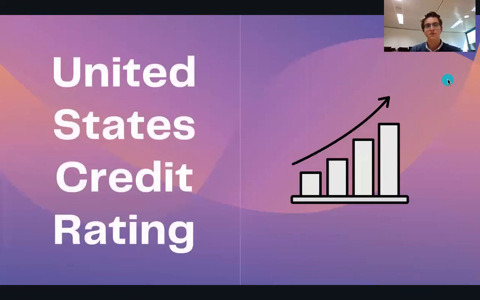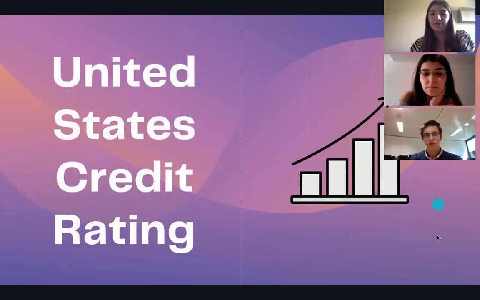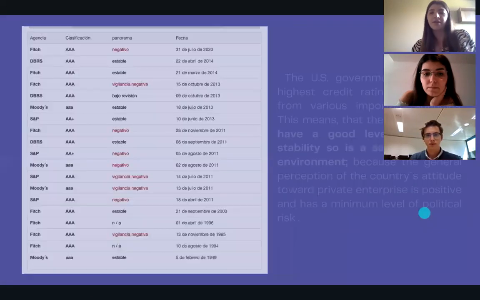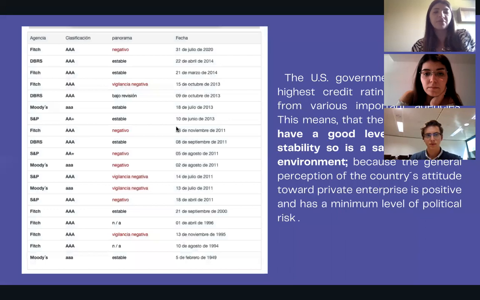Thank you very much. Okay, so regarding the United States credit rating, the United States has the highest qualification in most of the indicators. It received a triple A. This means that the United States is a safe country in which to invest because it has minimum political risk, and the private sector is welcome in the country.